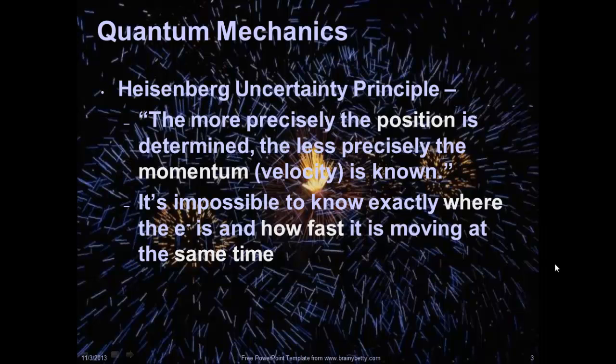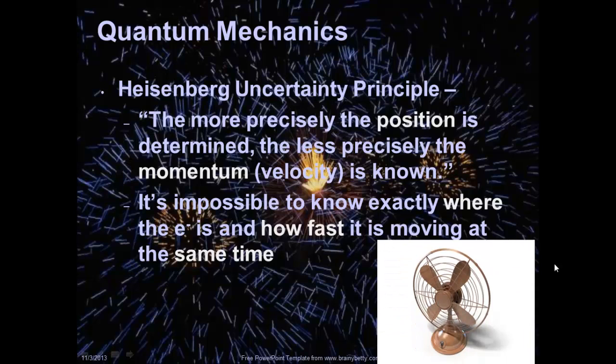A comparison for this, on a little more visual level, is the blades of a fan. When you turn the fan on, especially if it's on high speed, the blades all tend to blur together, and you can't see where each individual blade is. If you want to know where each blade is, you have to stop the fan, but then it's no longer moving. So that's the Heisenberg uncertainty principle. We can't know both things about the electron at the same time. We can't have a precise location and a precise speed at the same time.